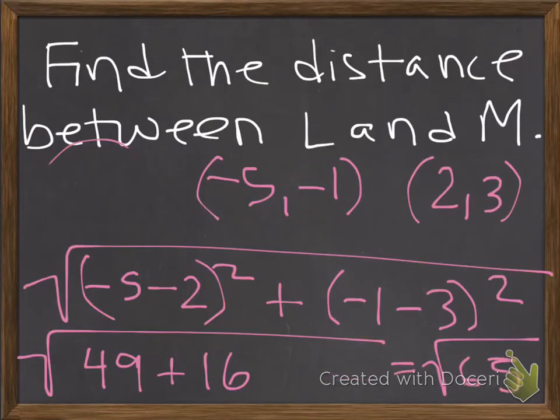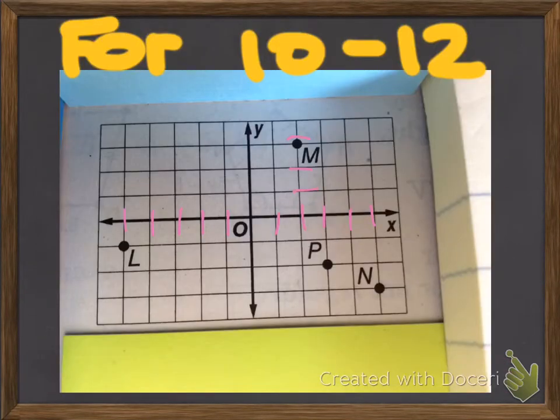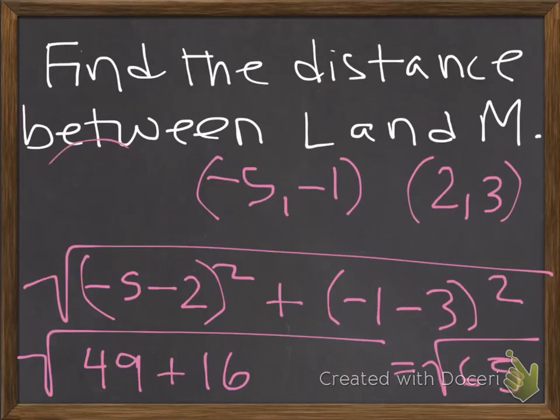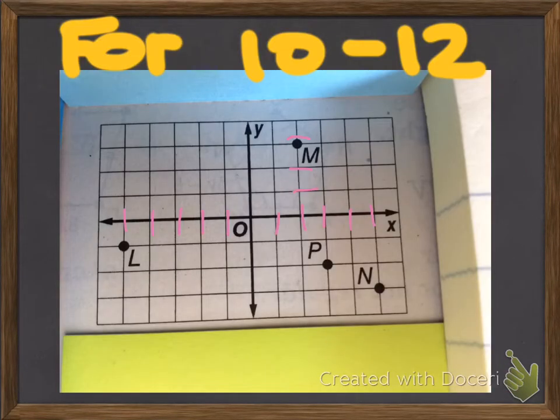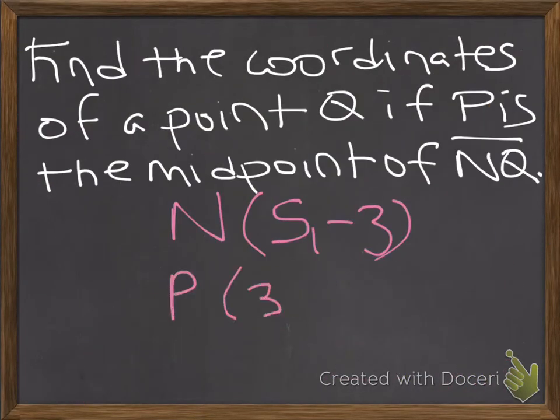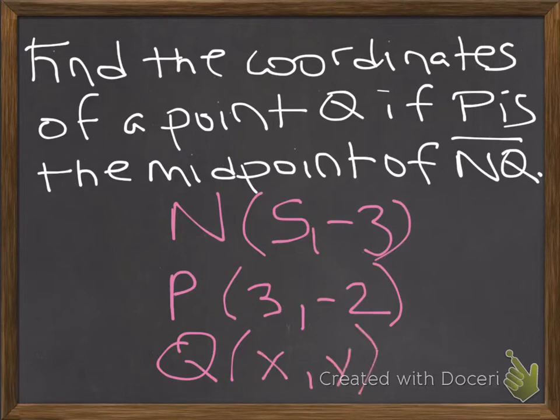And then the coordinates of a point Q, if P is the midpoint of NQ. N is going to be 5, -3, and then P is 3, -2. And we need to find Q. So if P is the midpoint, we're going to use the midpoint formula and set this up.